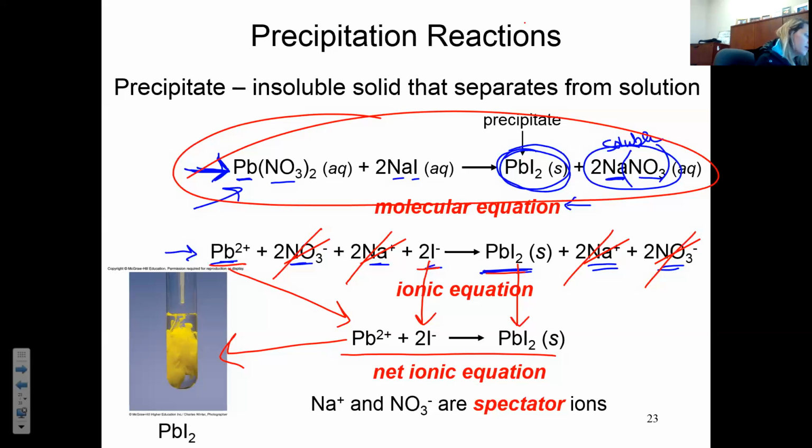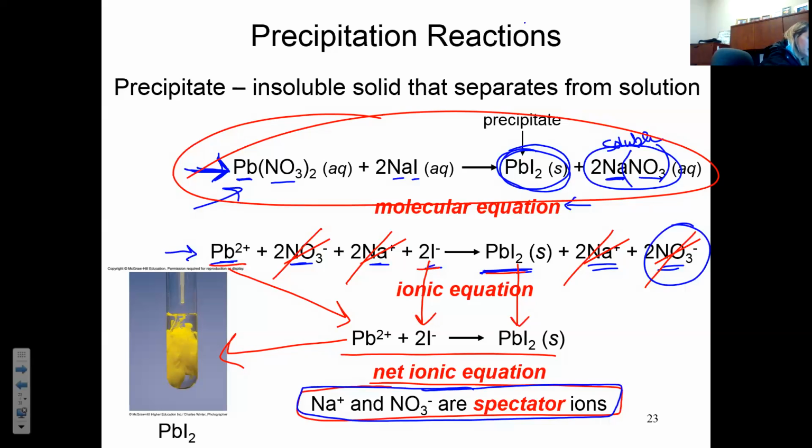Now, the ions that we got to cross off, this is another vocabulary word, so I'm going to square it twice. The ions like NO3, Na, NO3, Na, are what we call spectator ions. They're just kind of hanging out watching. So they're spectators. They're not doing anything within the equation itself.